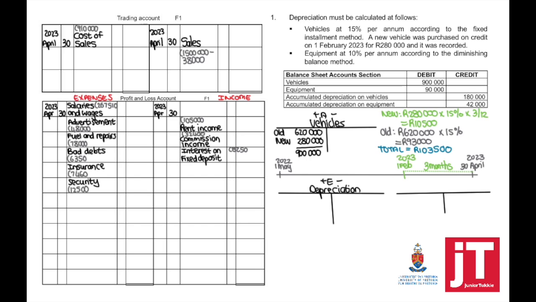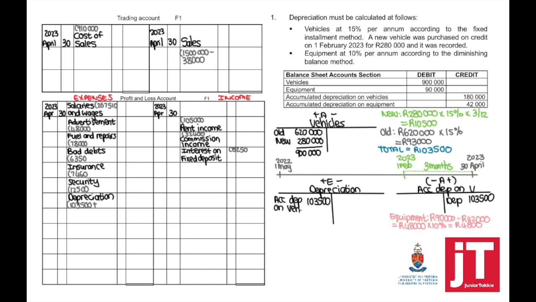And to show this, depreciation is an expense which will be debited. Accumulated depreciation on vehicles is a negative asset, so this will be added to the figure from the pre-adjustment trial balance. Depreciation in brackets, I'm going to show 103,500. But we are not done because we still need to calculate depreciation on equipment.